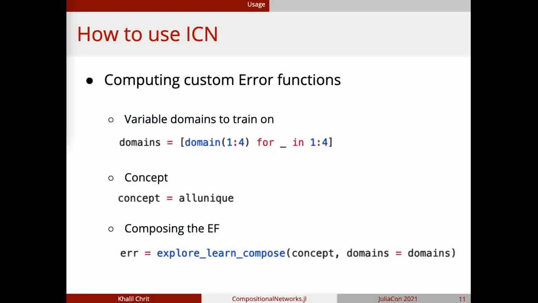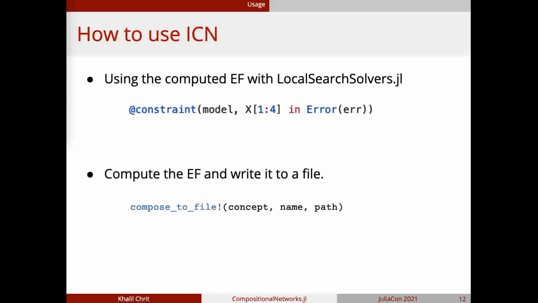The second way of using the ICN is to compute your own custom error functions. We define the number of variables and their domains to train the network on. Then we define the concept, which is simply a Boolean function that returns true if the constraint is satisfied and false otherwise. Then the learning is done with the explore_learn_compose function. We pass in the concept and the domains as parameters, and it generates the error function for us. Using that computed error function with local search solvers is then straightforward. As you can see, we just need to wrap our calculated function in the function error.